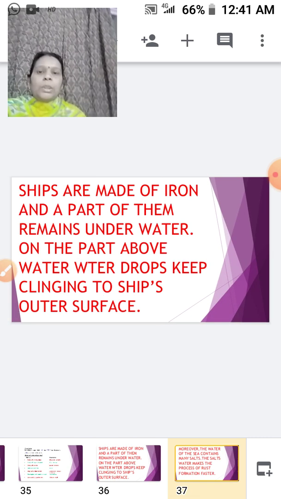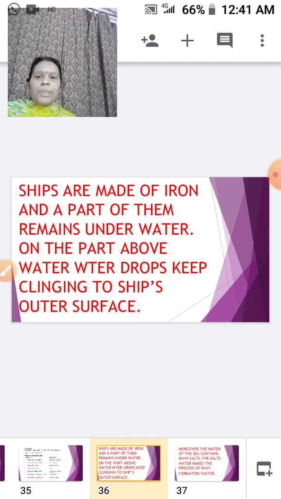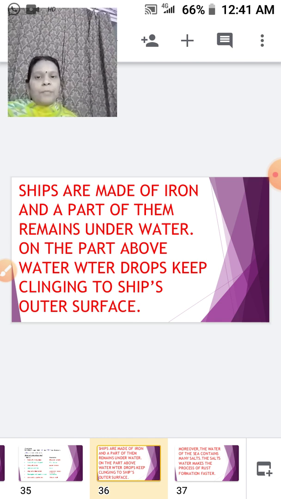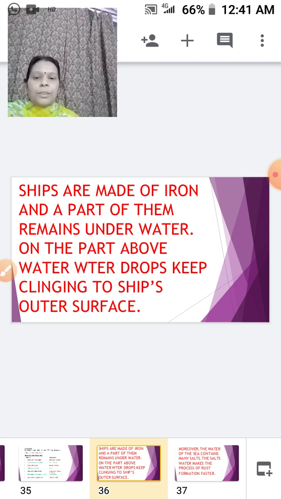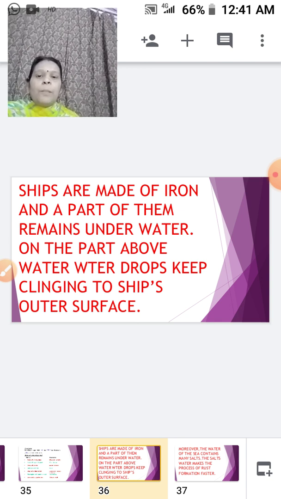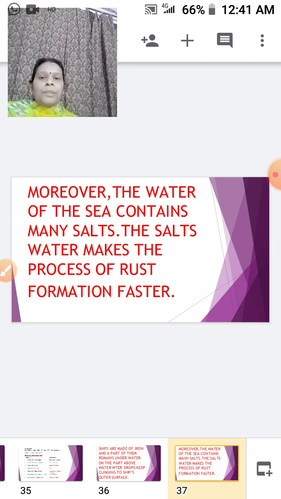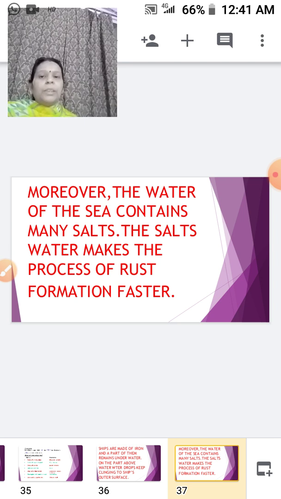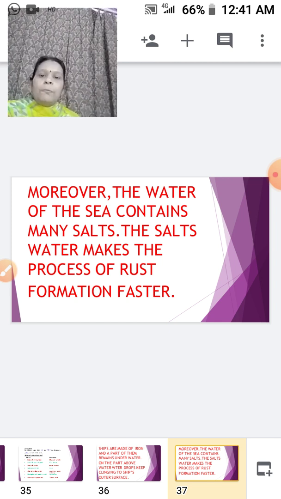Moreover, ships which are made up of iron and a part of them remains under the water, on the part above the water, drops keep clinging to the ship's outer surface. Why this happens is because in the sea water there is a content of salt, and the salt water makes the process of rusting very fast.